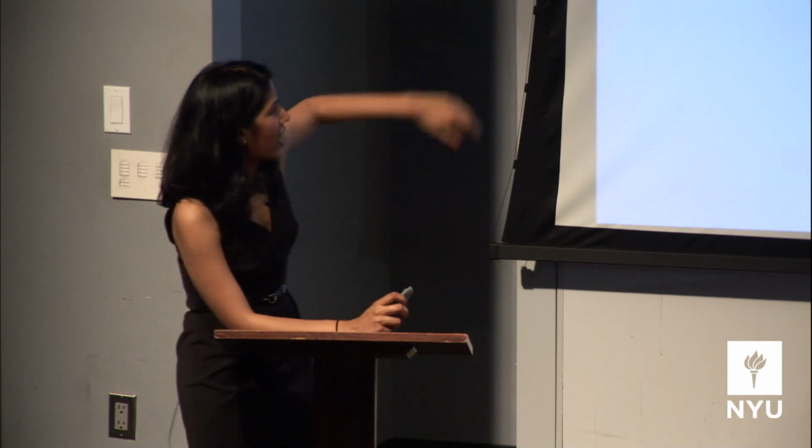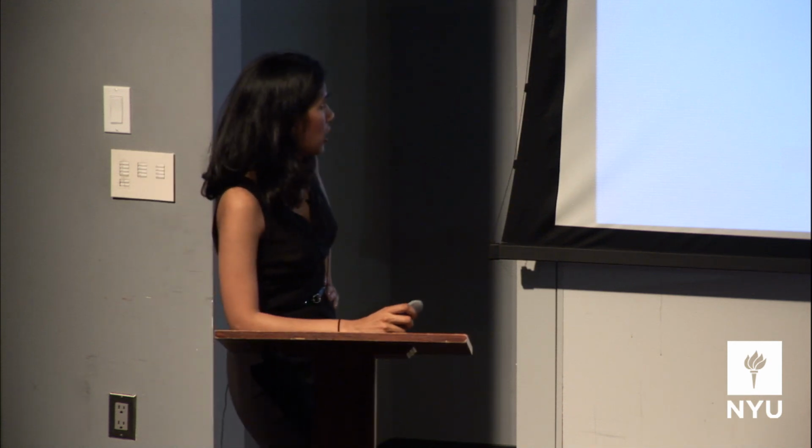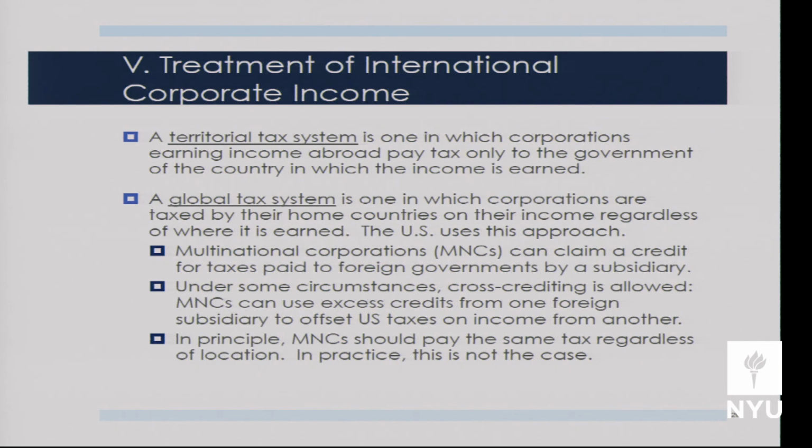But what the US has, and which many developed countries have, is called a global tax system, in which corporations are taxed by their home countries regardless of where their income is earned. So GE theoretically owes US taxes on every dollar it earns, regardless of what country it earns that money in. There are a few ways this is made practical. A multinational corporation, which is just our label for an international firm, an MNC, can claim a US tax credit for any taxes they've paid to foreign countries.